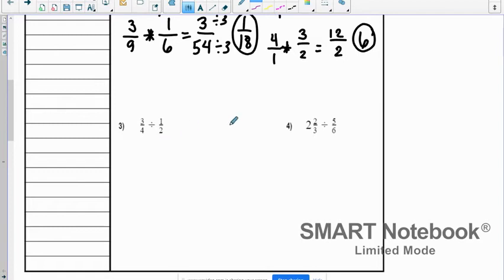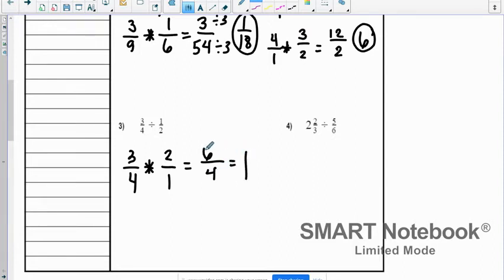Let's do number 3. Again, you can pause the video if you want to try it on your own and then just resume the video to check, or you can follow along with me if we're still not quite getting the hang of it. We keep that first fraction the same, 3/4, change division to multiplication, flip that second fraction 1/2 to 2 over 1. On the top, we have 3 times 2 is 6, 4 times 1, 4. 4 can go into 6 one whole time.